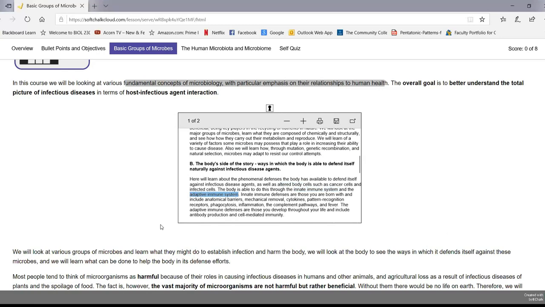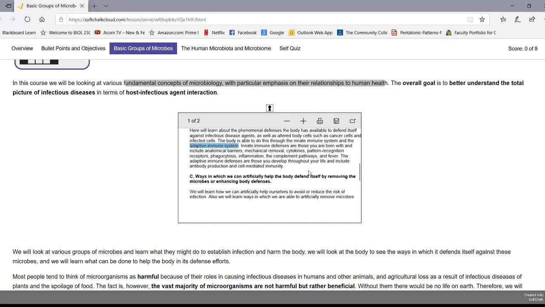And we'll learn later on that the innate immune defenses are the ones we're born with. They're going to include things like anatomical barriers to infection, the ability to mechanically remove microbes from the body. We're going to learn about how they stimulate an inflammatory response to help get rid of the microorganisms, things like phagocytosis, the complement pathways, fever, all parts of our innate immune system. And then in Unit 6, we'll look at the adaptive immune defenses, such as antibody production or humoral immunity and cell-mediated immunity, where we have a cellular response.